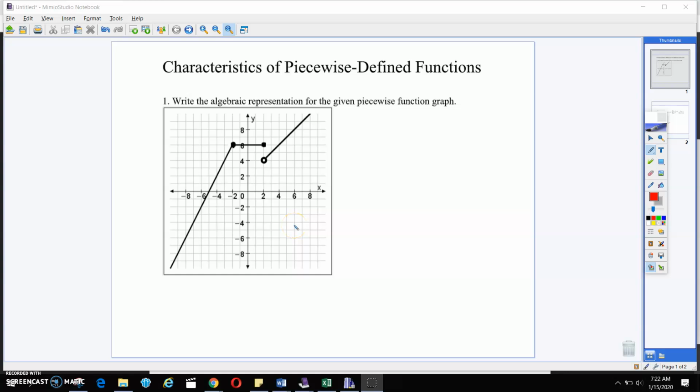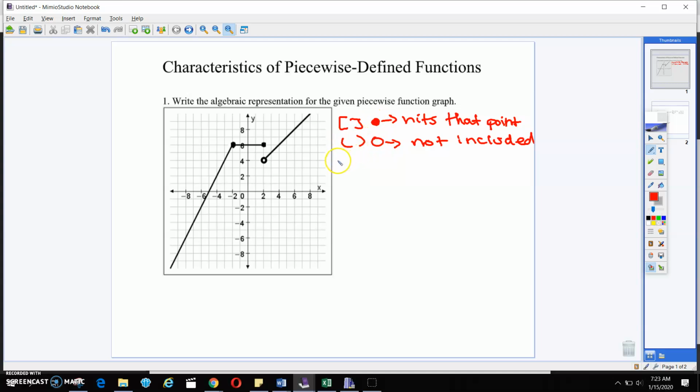Okay, with piecewise functions, the first thing I want to talk about is a closed circle versus an open circle. A closed circle means that it hits that point. An open circle means that it's not included. Do you remember when we were talking about brackets versus parentheses? Brackets are kind of like where it has a closed, and parentheses are where it's open. So, included versus not included.